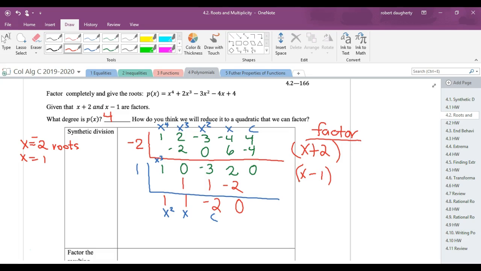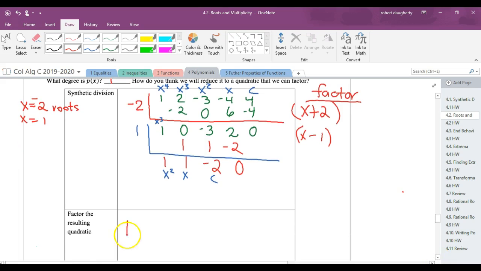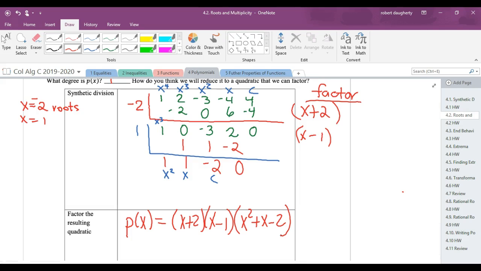So let's look at where we are now. We've got this polynomial we started out with, which was a fourth degree. What are the two factors that I know? x plus 2, x minus 1. When I factor those two expressions out, what am I left with? x squared plus x minus 2. Okay? Now what has to be factored? The quadratic has to be factored.